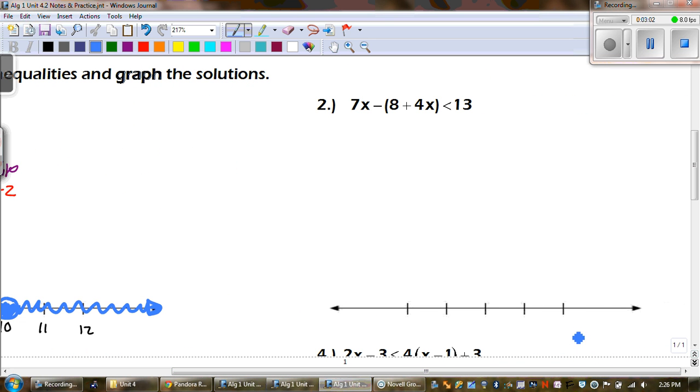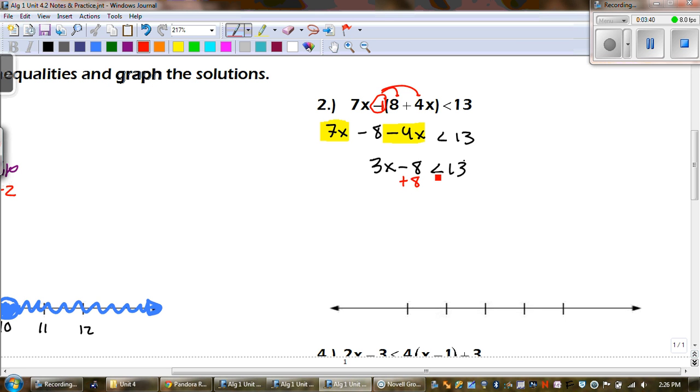All right, let's slide on over to number 2. Now, 2 might be tricky, but what we have to distribute is that negative 1 right next to the parentheses. Okay? So you have 7x minus 8 minus 4x is less than 13. Okay, and now it's just like solving a normal problem. You want to combine your like terms. 7 minus 4 is 3x minus 8 is less than 13.